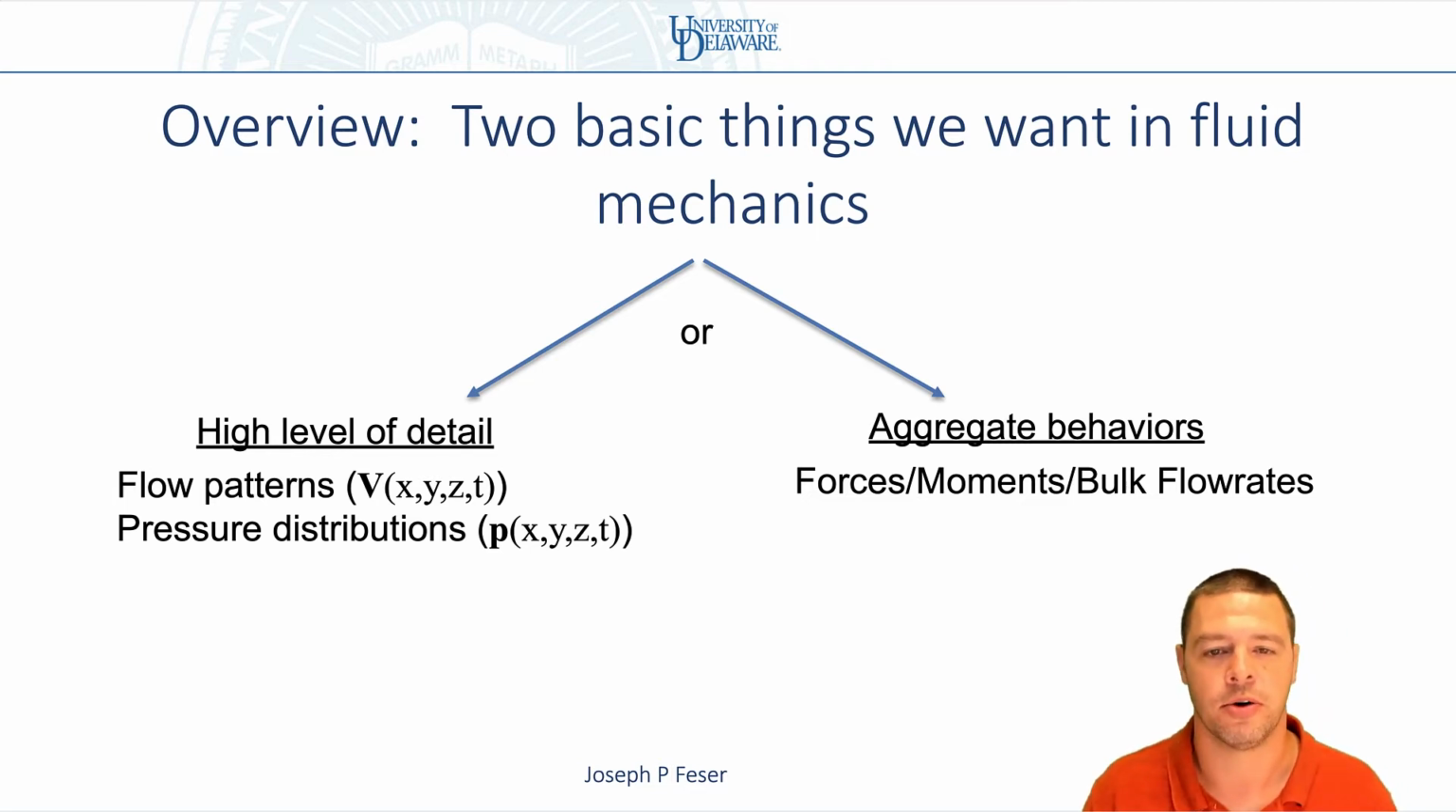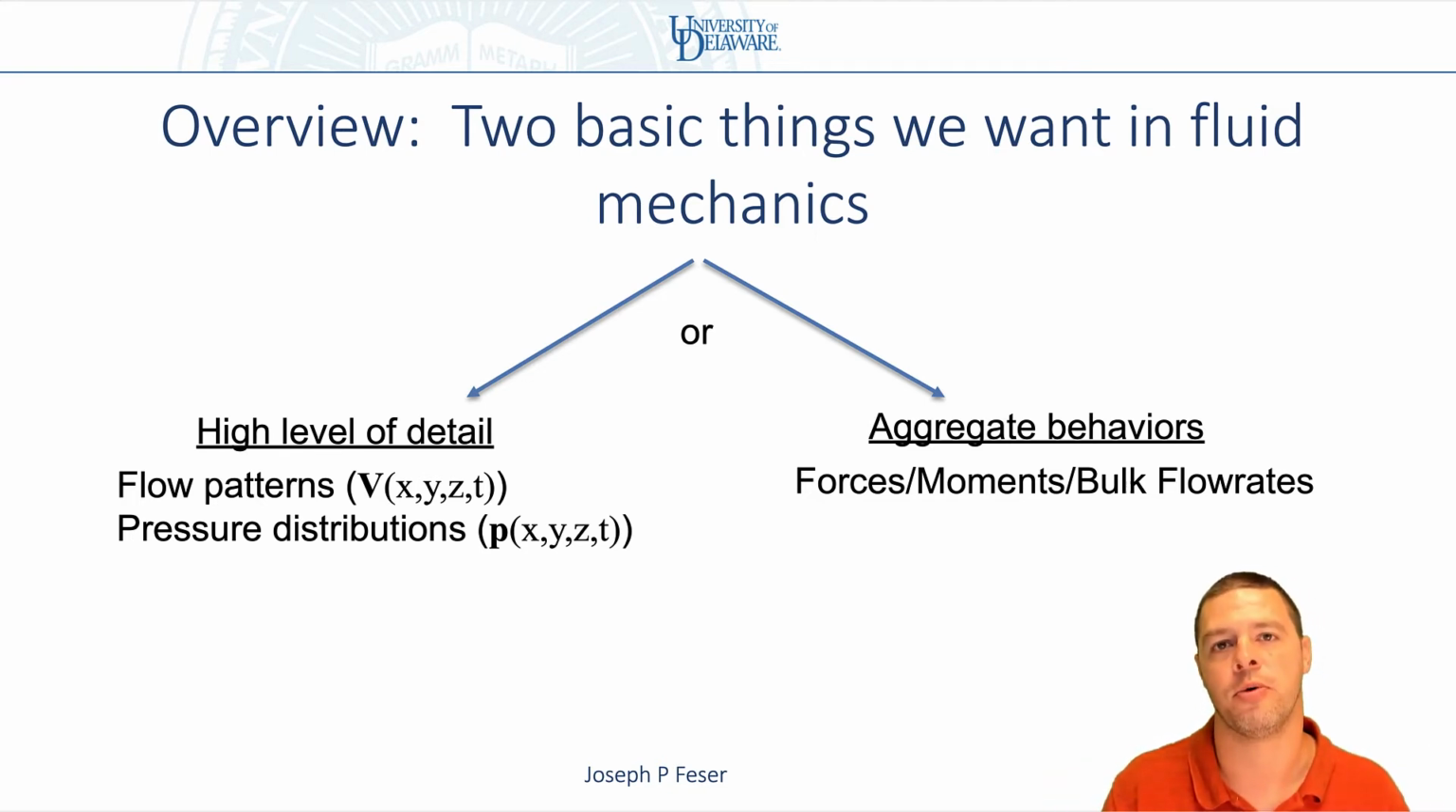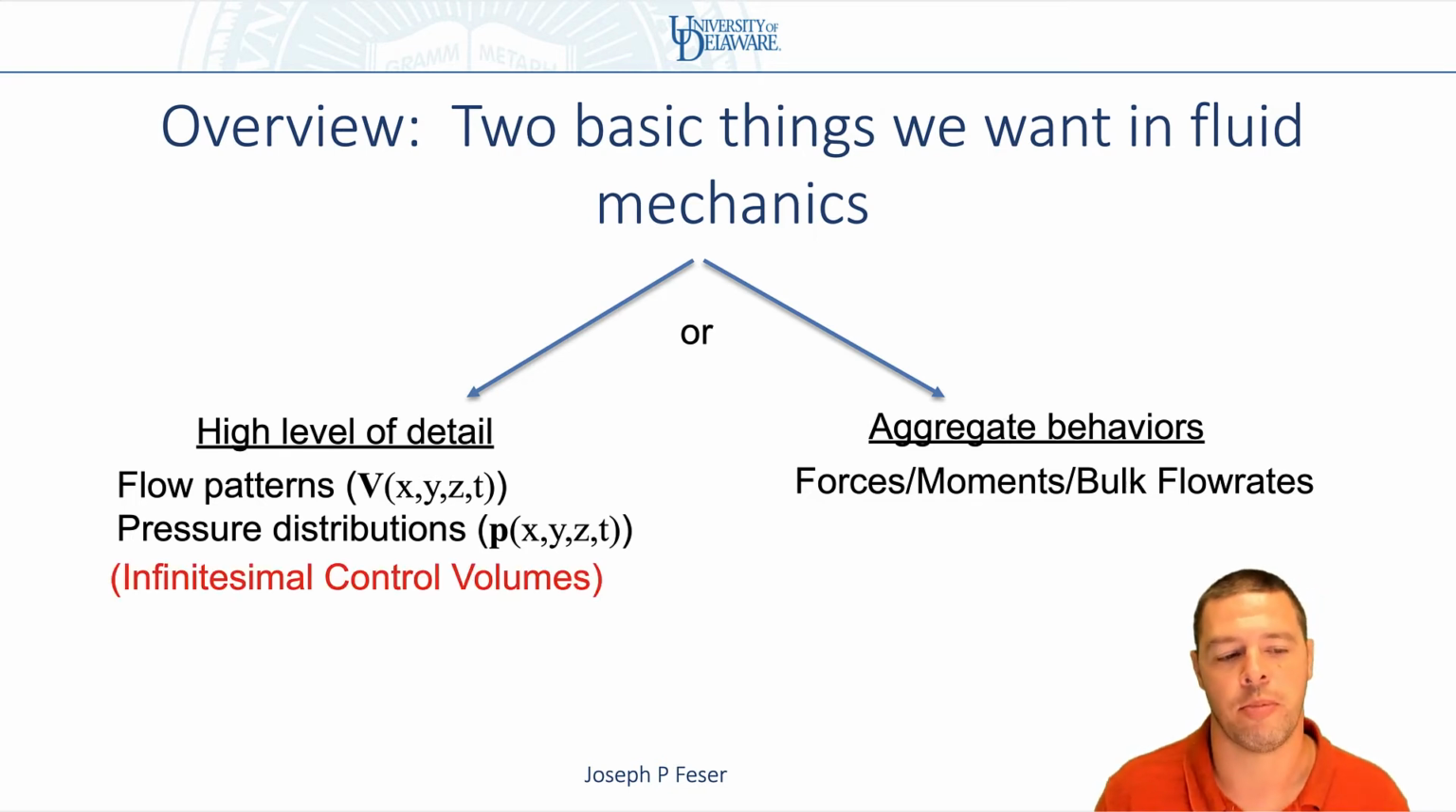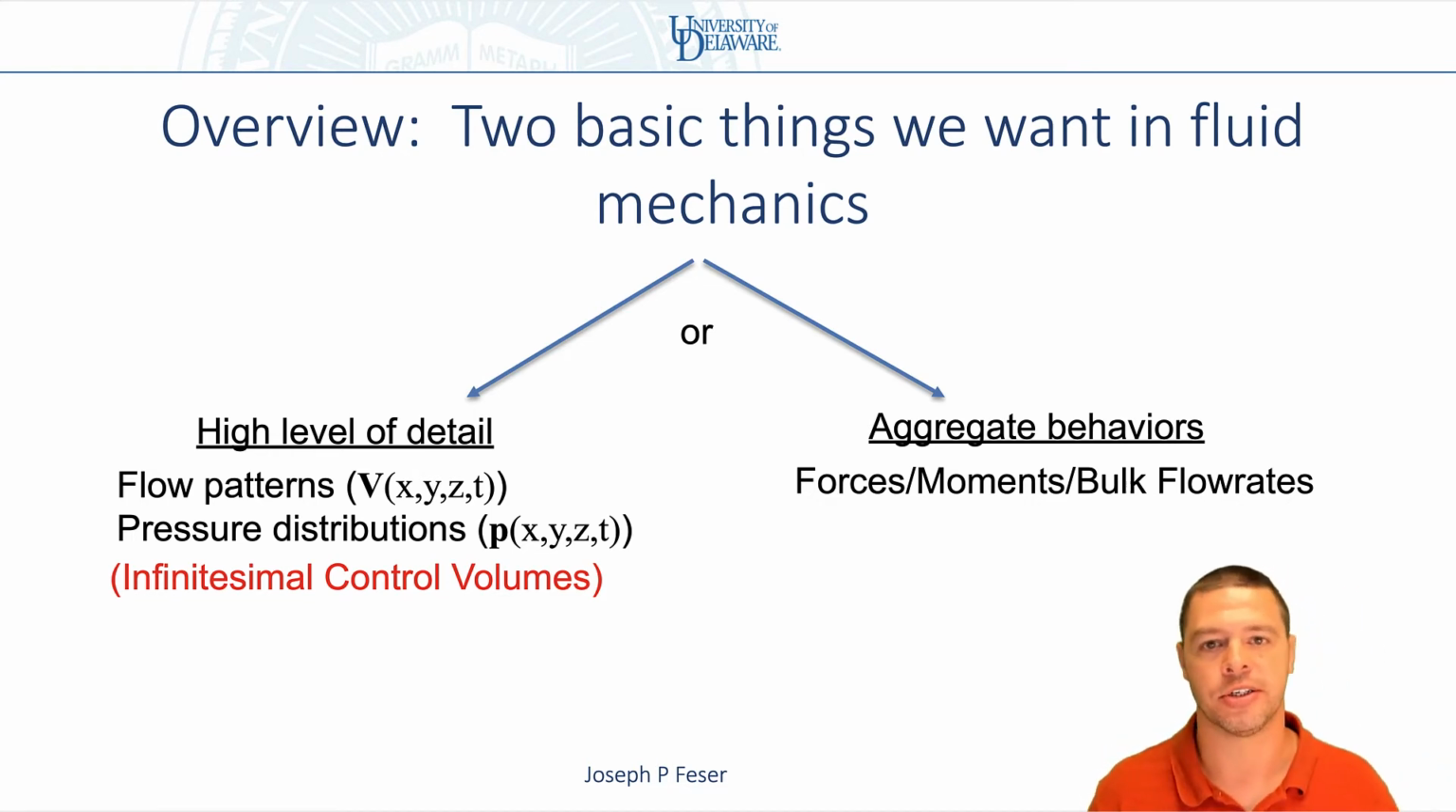So these are two separate things, and they lead to two different schools of thought about how we should proceed in order to get answers about either the aggregate behaviors or the high level details of a fluid flow pattern. In general, when we want these really high levels of detail, we're going to need to formulate differential equations that define what happens point by point in a system. When you're looking for what happens point by point, you end up having to write the equations of motion on a pointwise basis.